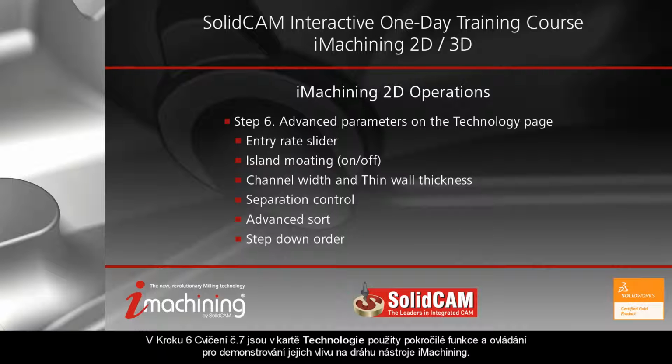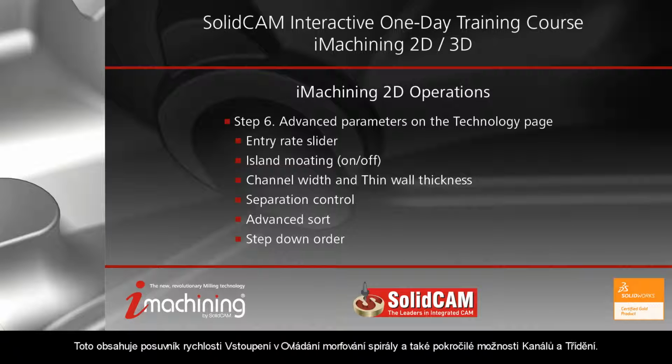In Step 6 of exercise number 7, the advanced features and controls on the technology page are used to demonstrate their effects on the iMachining toolpath. These include the entry rate slider for morphing spiral controls, as well as advanced channels and sorting options.